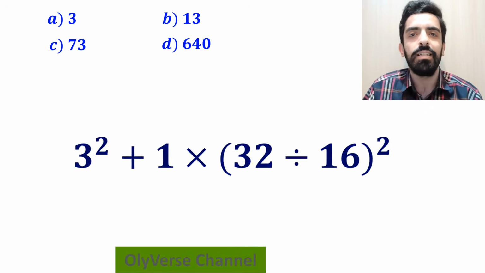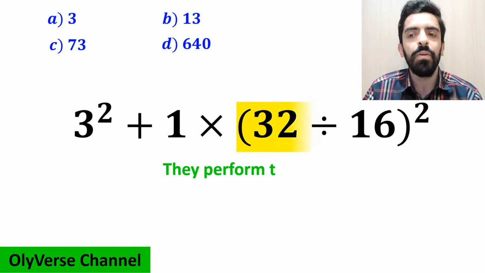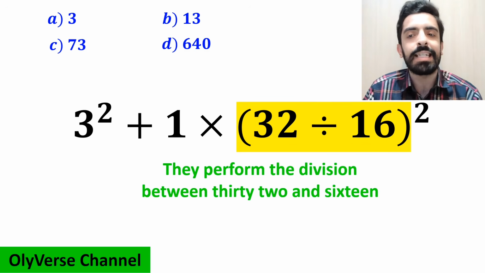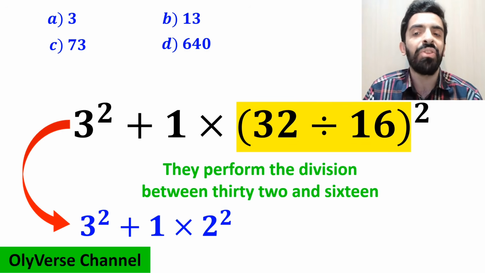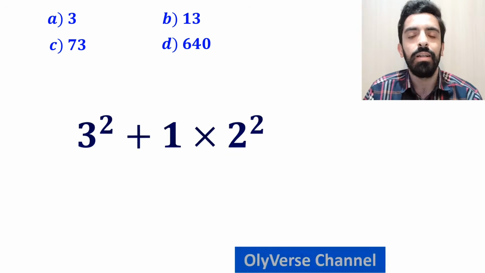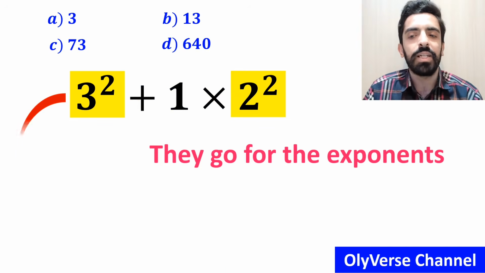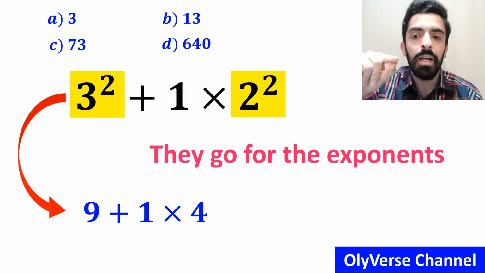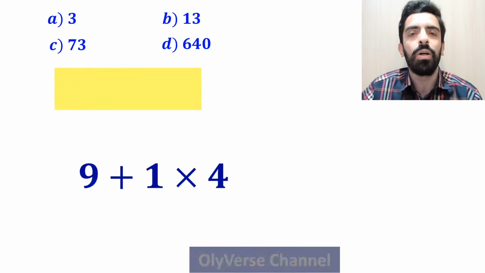In the next step, they perform the division between 32 and 16 and write this expression as 3 squared plus 1 multiplied by 2 squared. Then, they go for the exponents and write this expression as 9 plus 1 multiplied by 4.